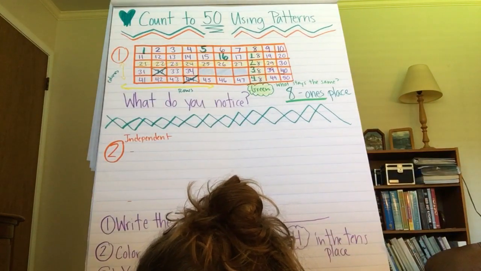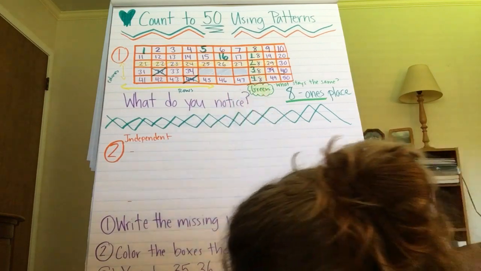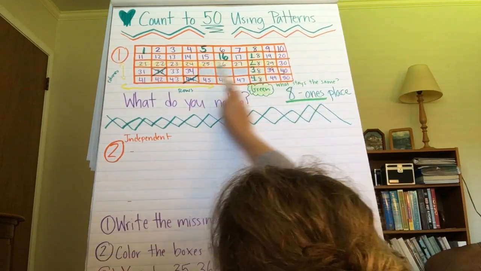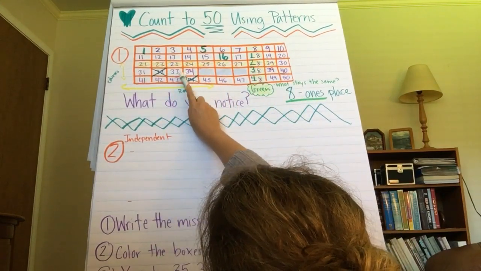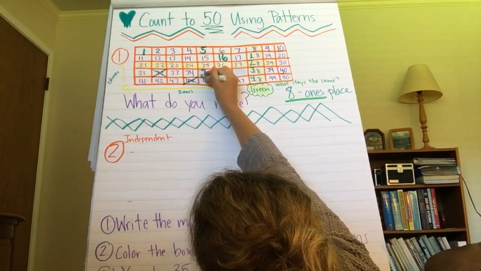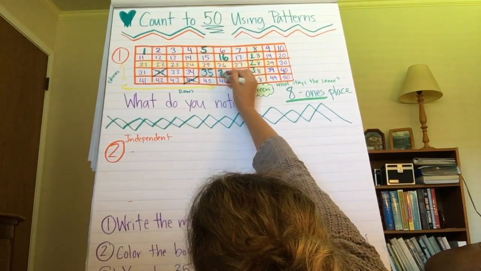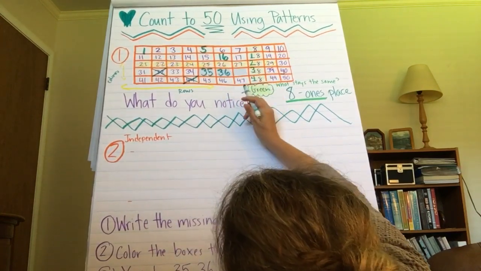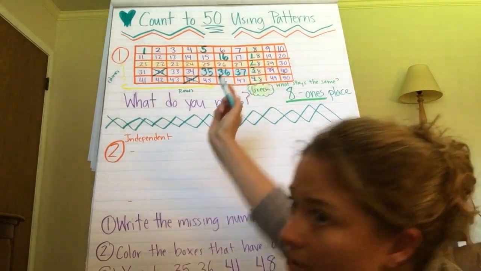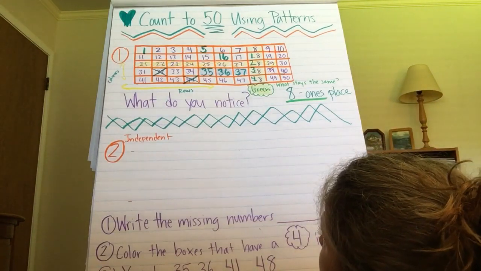Okay, friends. Now, I'm going to have you look at the blue spots, and we're going to see if we can figure out what numbers are missing. Ready? Let's start with 30. 30, 31, 32, 33, 34. What comes next? 35. What about here? 36. And what comes next? 37. Good job, friends.